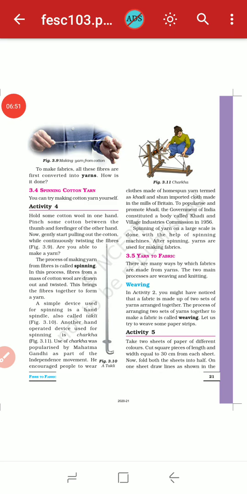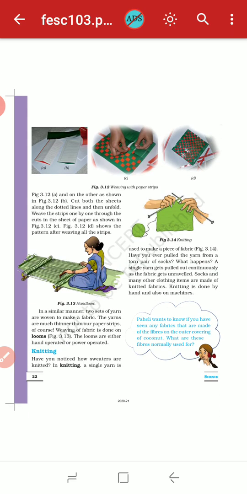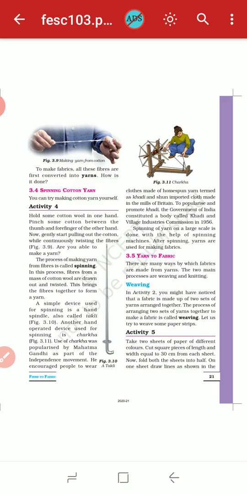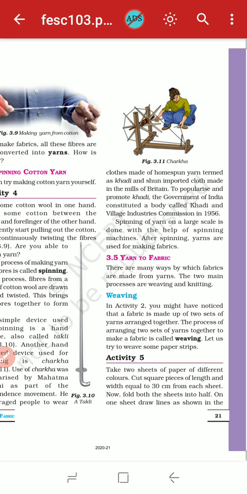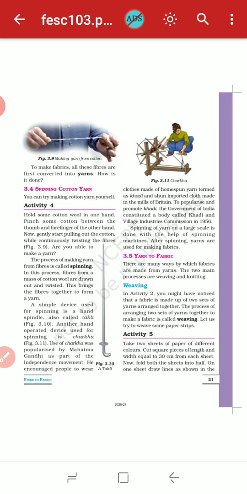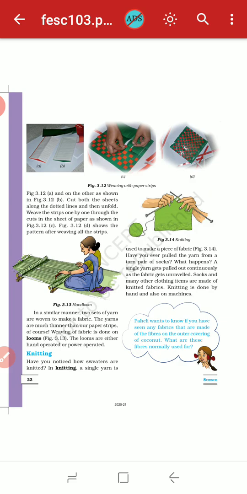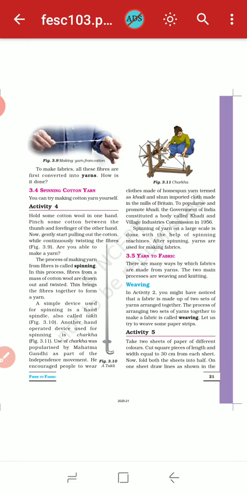So, dear children, I hope you understand the whole concept of weaving and knitting. For yarn to fabric, there are many ways by which fabrics are made from yarn. The two main processes are weaving and knitting. Here they have given some activities regarding weaving and knitting. We will study these two activities tomorrow.